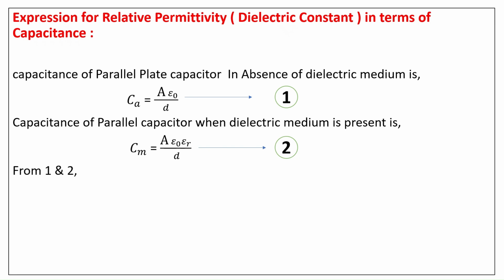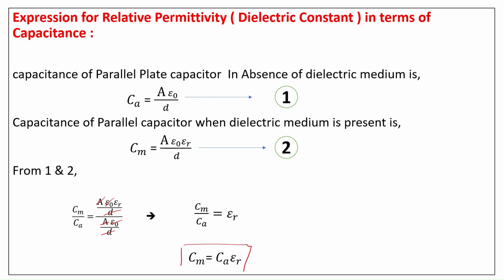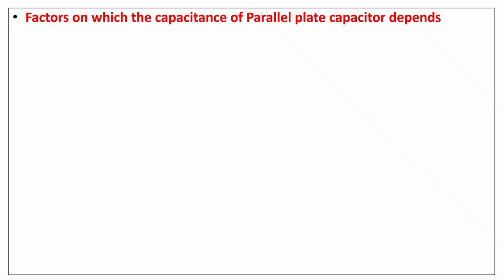Mark as equation 2. From equation 1 and 2, Cm by Ca is equal to A epsilon naught epsilon r by d divided by A epsilon naught by d. On cancelling common terms, finally we get Cm by Ca is equal to epsilon r. Therefore, Cm is equal to Ca into epsilon r. This is expression for relative permittivity in terms of capacitance.